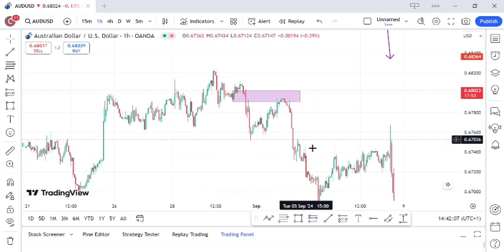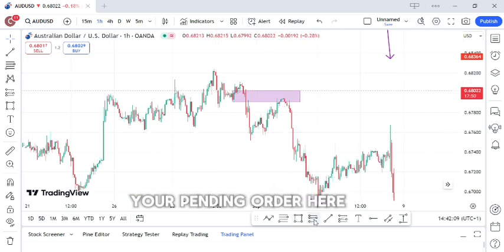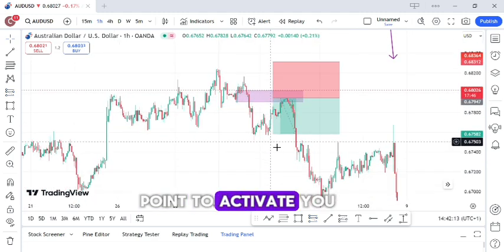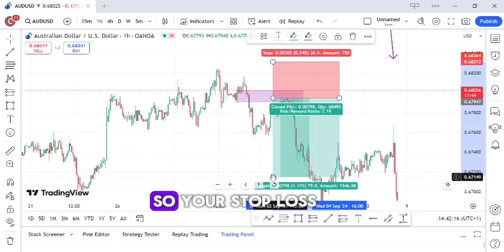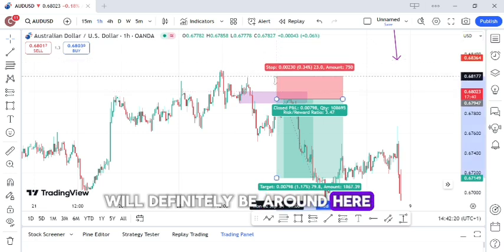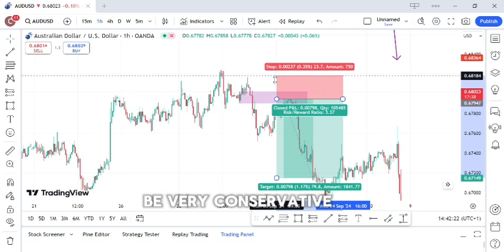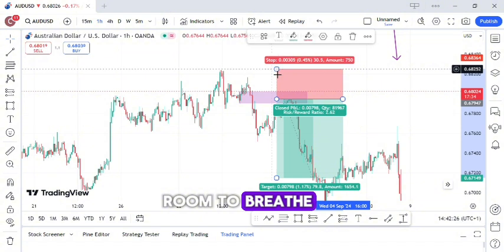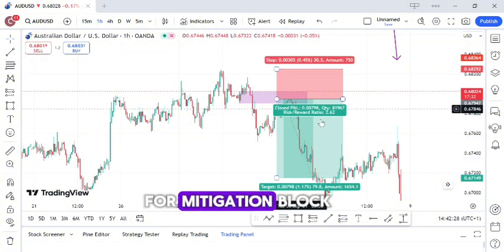So you want to put your pending order here and wait for price to get to this point to activate you, so your stop loss will definitely be around here. Stop loss can be here if you want to be very conservative, or here if you want to give it more room to breathe. So that is it for mitigation block.